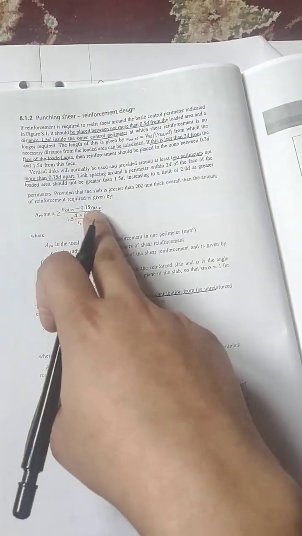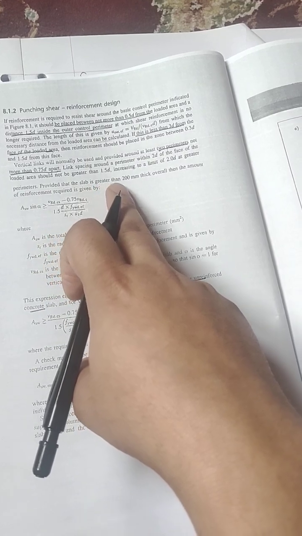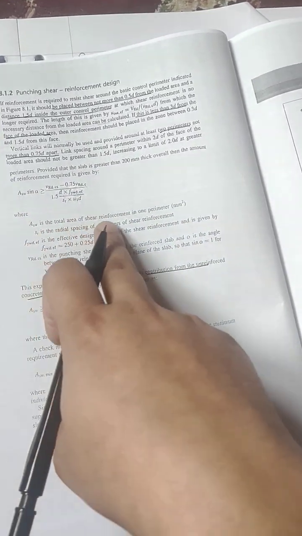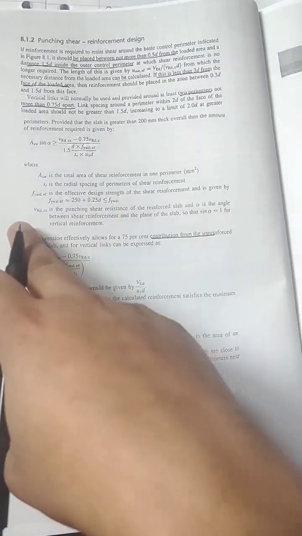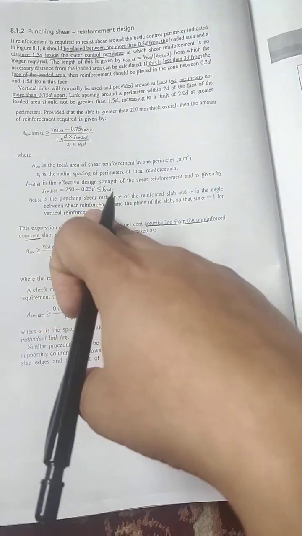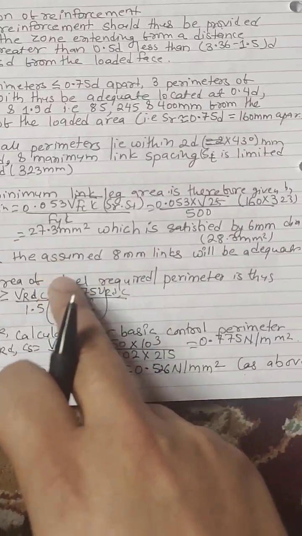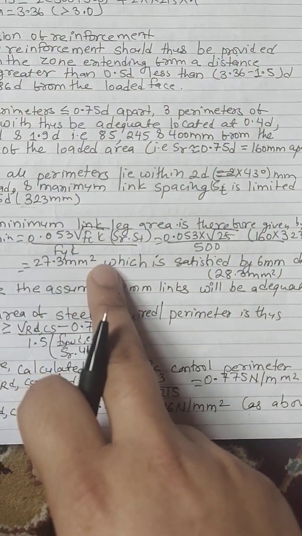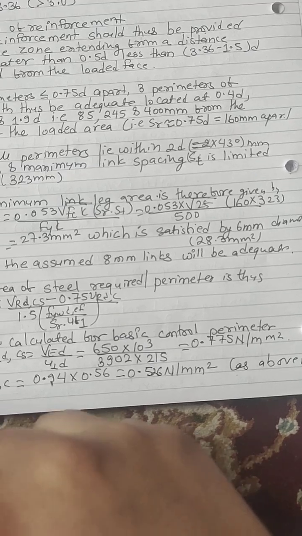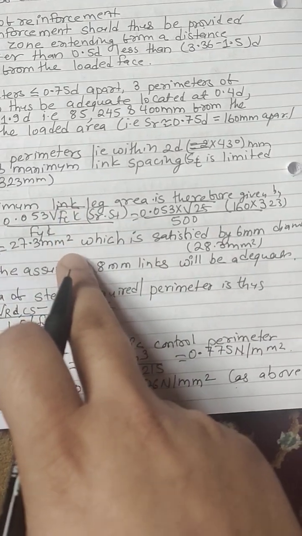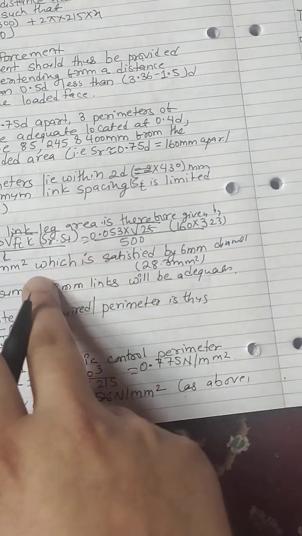Here it is written in the code, and we are going to calculate the minimum for the slab, the minimum total area of reinforcement in one perimeter. We have the radial spacing of perimeters of shear reinforcement. Here for UD we have 250 into 0.25d, with the punching shear reinforcement. We have every value. This value is 0.05d. We take out the minimum leg area.